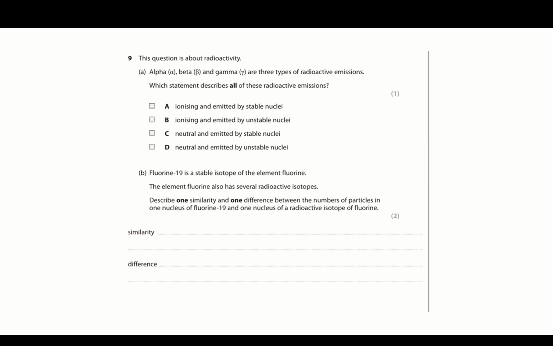Okay, question 9, we've got a question about radioactivity. Alpha, beta and gamma are 3 types of radioactive emissions. Which statement describes all? The first part is we're being asked to choose between are they ionising or neutral? Well, we know that they're ionising. And the next part is are they stable or unstable? And we need to know that.